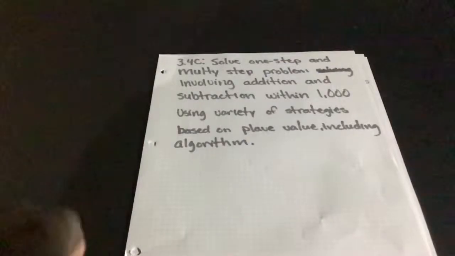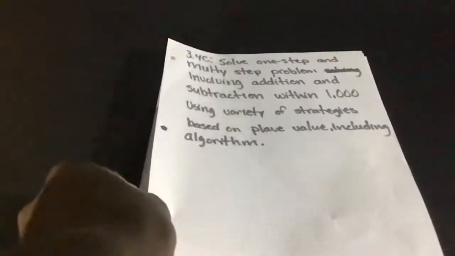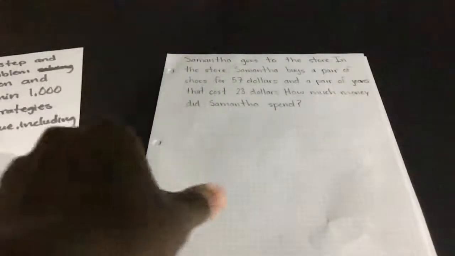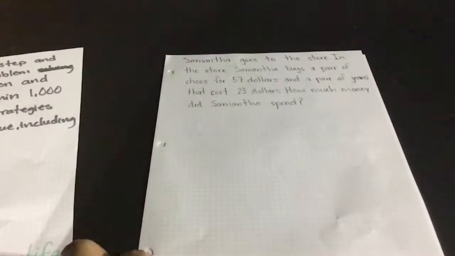So what we're going to work on today is two different math equations. They're both word problems, just they have different formats. So our first word problem reads, Samantha goes to the store. In the store, Samantha buys a pair of shoes for $57 and a pair of jeans that cost $23. How much money does Samantha spend?